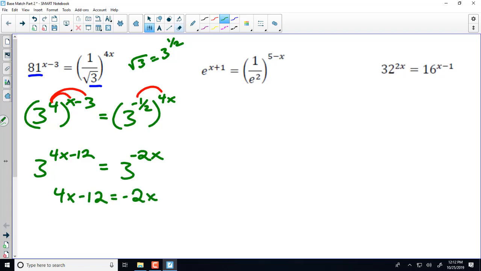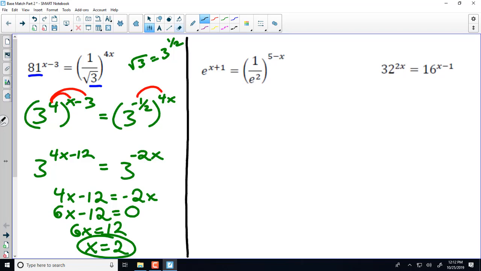I'm going to add 2x to both sides. Add 12 to both sides. Divide by 6, and I get x equals 2. And that's done. That problem is done.